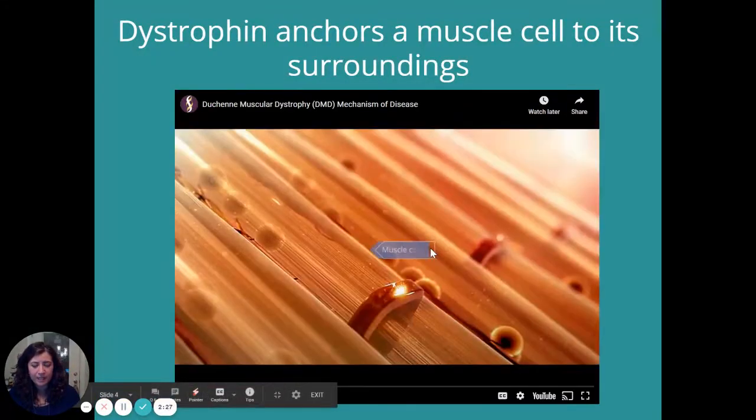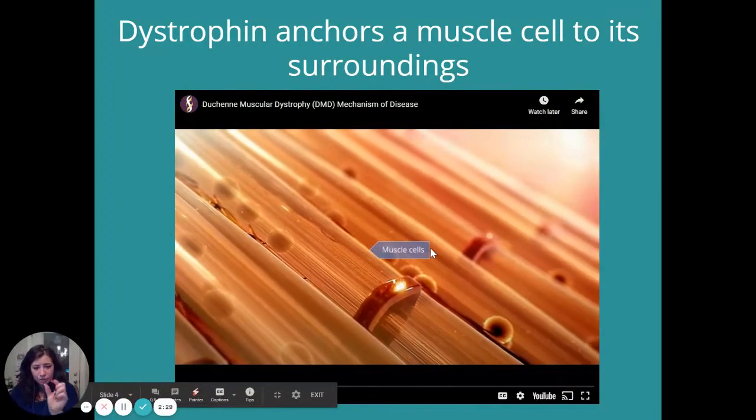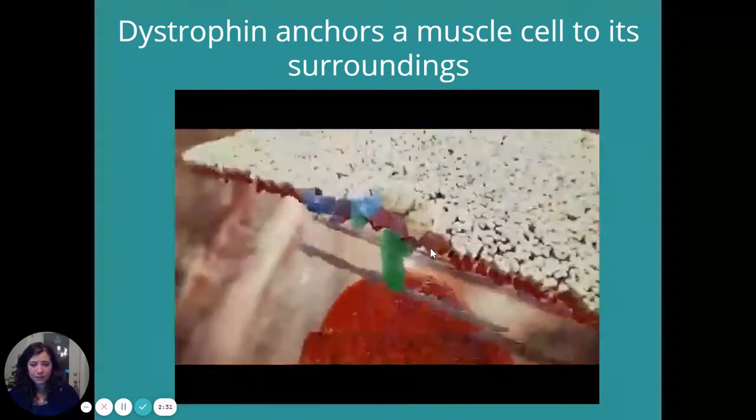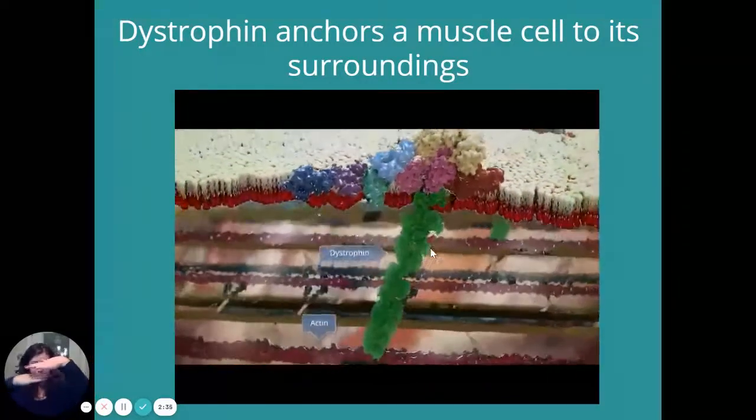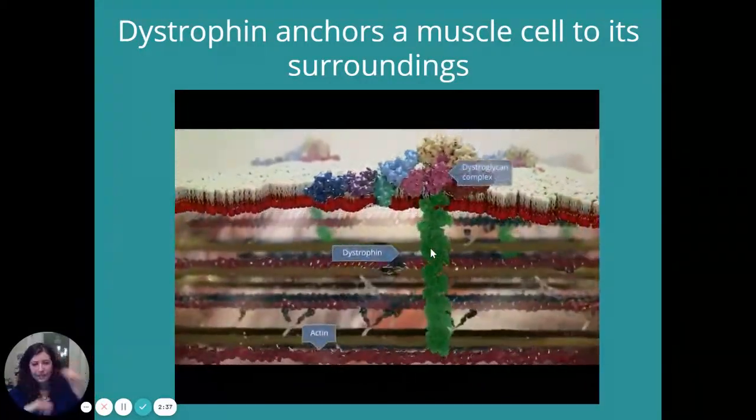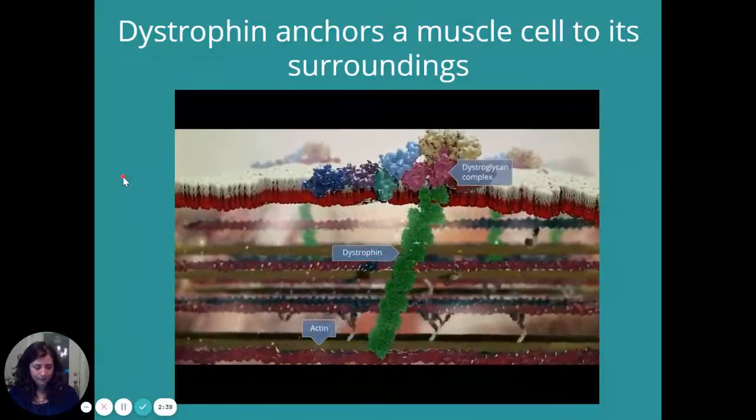So you can watch that one more time. So we're zooming super tight into one single sarcomere, and we can see that dystrophin is just helping to keep this from being too crazy and loosey-goosey and wiggly.